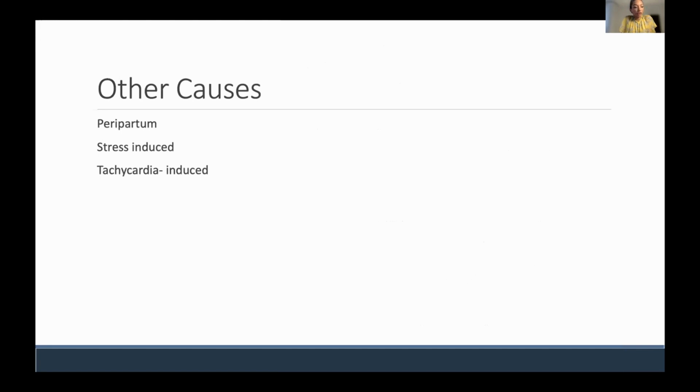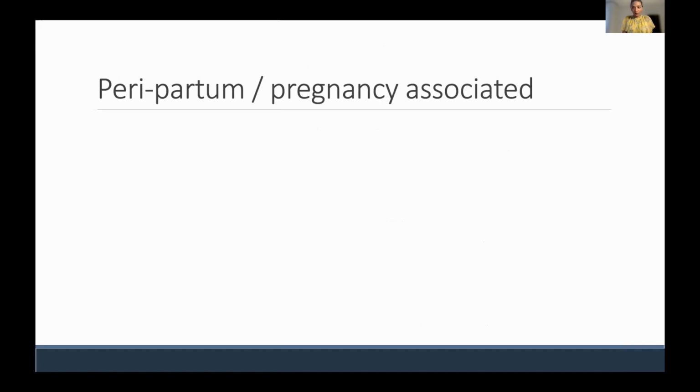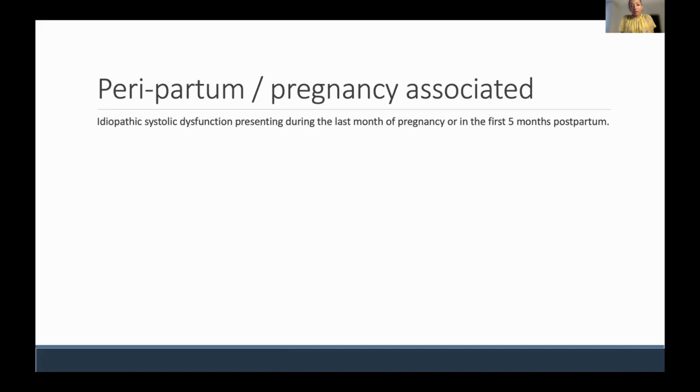stress-induced, and tachycardia-induced. I'm going to go a little quickly over here because I know we're reaching the end of the hour. Peripartum, or now the broader term, is really pregnancy associated, but peripartum cardiomyopathy is classically LV systolic dysfunction, LV/RV systolic dysfunction presenting during the last month of pregnancy or in the first 5 months postpartum. Pregnancy associated is cardiomyopathy that can be outside of these months as well.